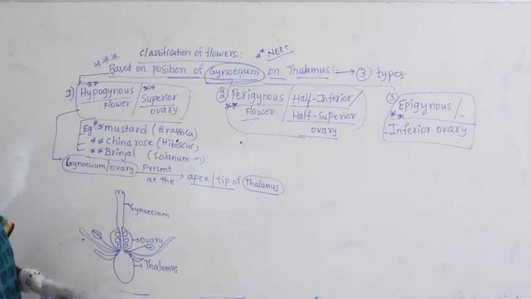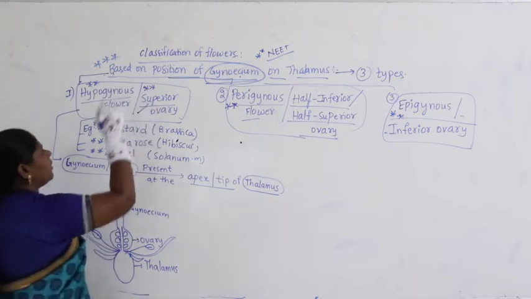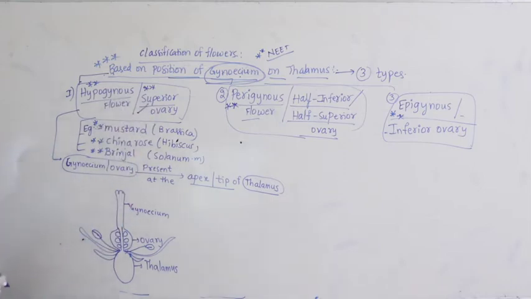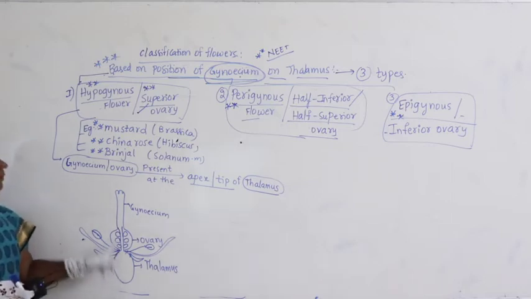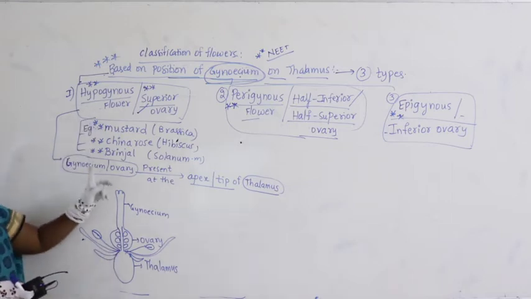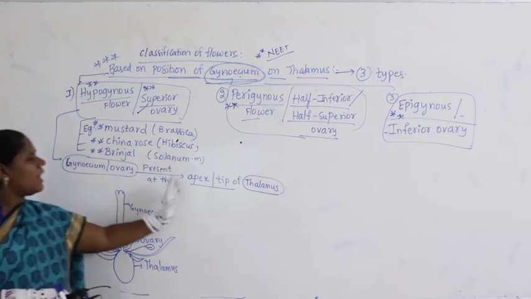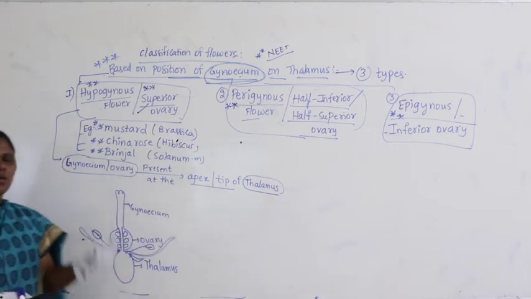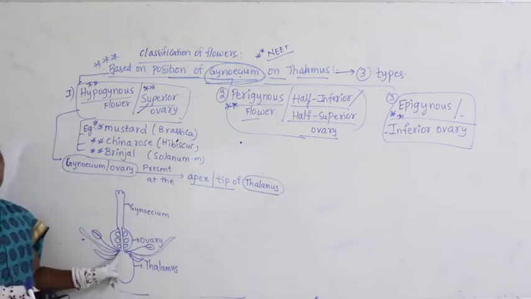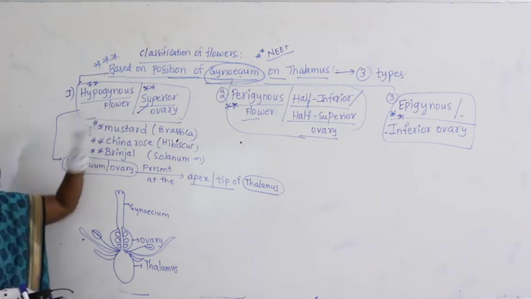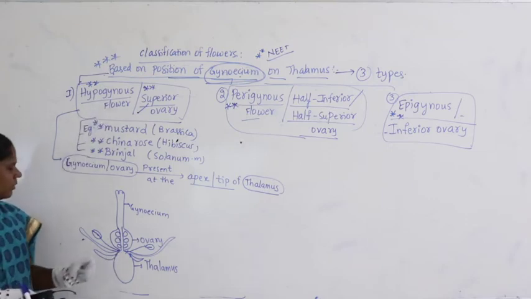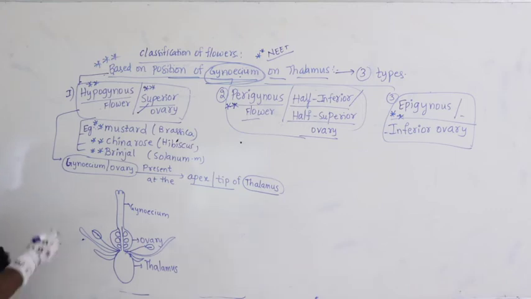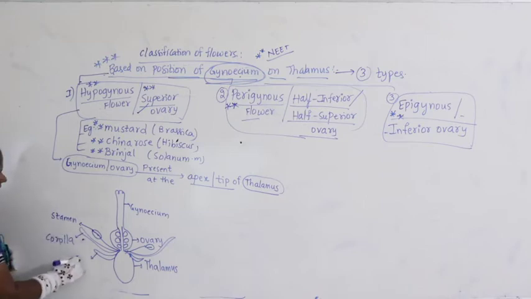That is why the ovary is said to be a superior ovary. Hypo means at the highest position. Why is it called hypo? The gynoecium or ovary is present at the highest position of the thalamus. What is the highest position? Tip. That is why it is called a hypogynous flower. Then what about the other floral parts? This is nothing but the stamen or androecium. This is the corolla. This is the calyx.